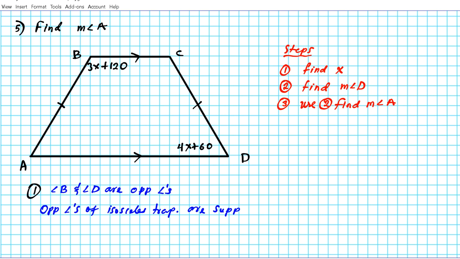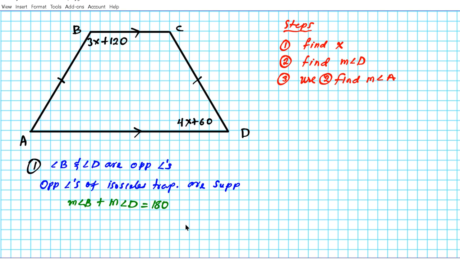Okay, so with that in mind, we can write down the equation: measure of angle B plus measure of angle D is equal to 180. So we carry out a substitution here. Measure of angle B is 3x plus 120. And then measure of angle D is 4x plus 60. And that's equal to 180.